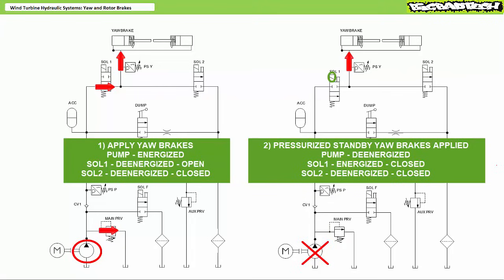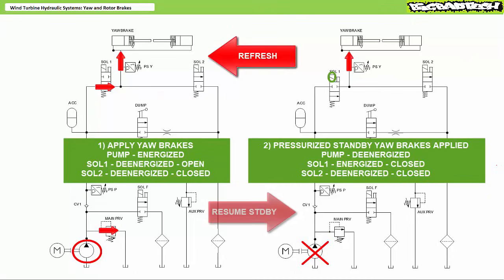Note, if the system over time ever detected a loss of pressure at PSY, indicative of the yaw brake losing its grip, it could briefly toggle back and forth between apply and pressurized standby to refresh pressure at the yaw brake, either from the stored hydraulic energy in the accumulator or a briefly energized pump. Now that we've got an idea of how the system applies the yaw brake, enters pressurized standby, and maintains its grip strength, let's discuss how to remove it.